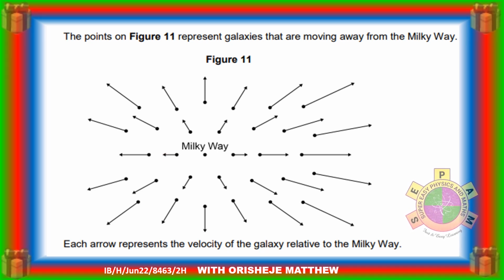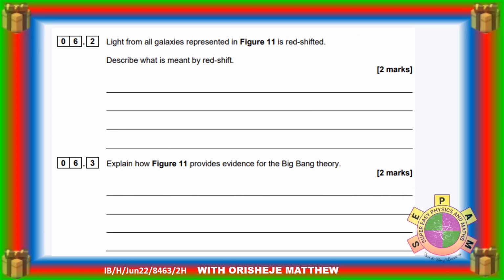6.2. Light from all galaxies represented in figure 11 is redshifted. Now, what is redshift? Describe what is meant by redshift. I'm going to use Earth as the example where we'll carry out our observation. The Earth is located in the Milky Way galaxy. From here we carry out our observation, and the galaxies are producing radiation, light, because it's a star. So this star is shining from this galaxy.